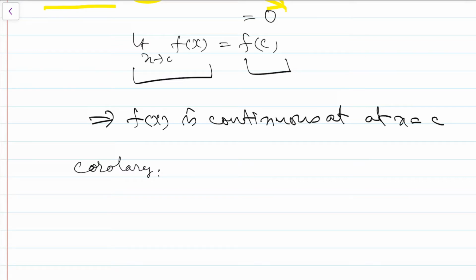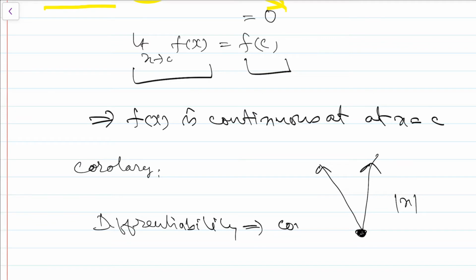For example, this modulus function is not differentiable at this point, but it is continuous at that point. Differentiability implies continuity. If a function is differentiable at some point, it must be continuous at that point. But if a function is not differentiable at a point, it may be continuous or it may not be continuous at that point. It depends upon the conditions.